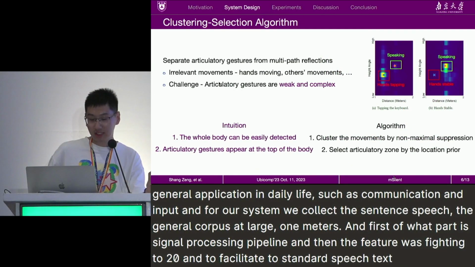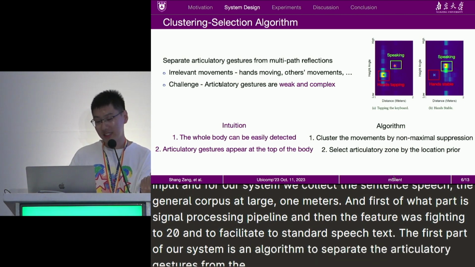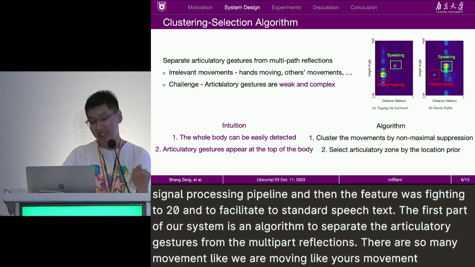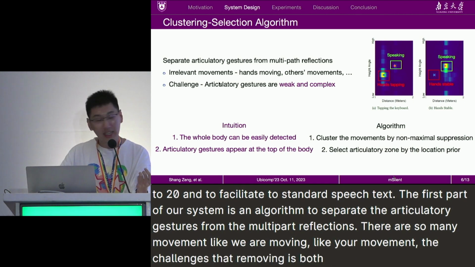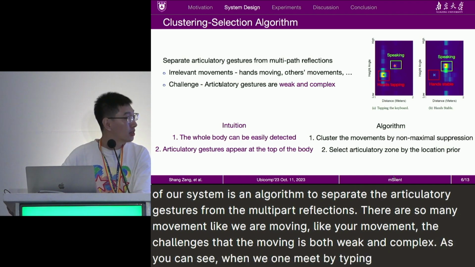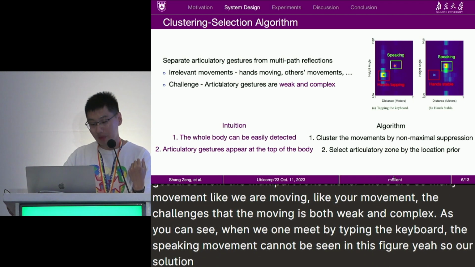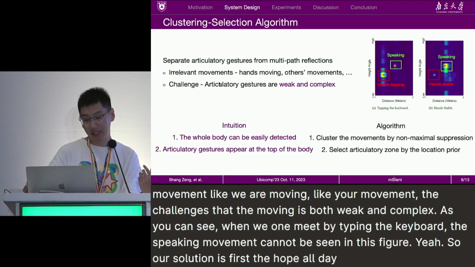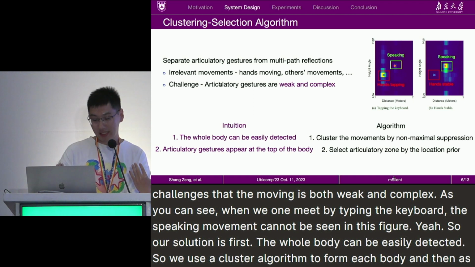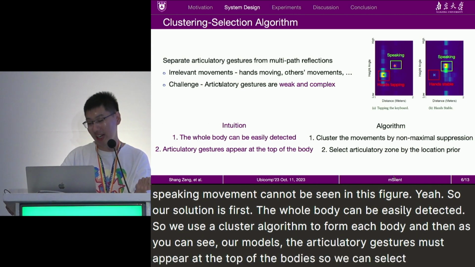The first part of our system is the algorithm to separate the articulatory gestures from the multi-path reflections. There are so many movements, like hand moving, like your body movement. The challenge is that the lip moving is both weak and complex. As you can see, when typing the keyboard, the speaking movement cannot be seen in this figure. So our solution is first, the whole body can be easily detected, so we use a cluster algorithm to form each body, and then, as you can see, our mouth, the articulatory gestures must appear at the top of the body, so we can directly select the zone by the location.